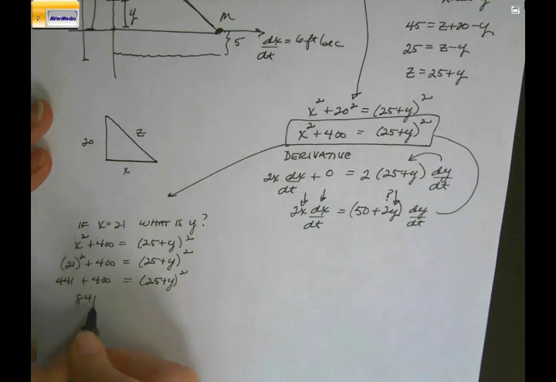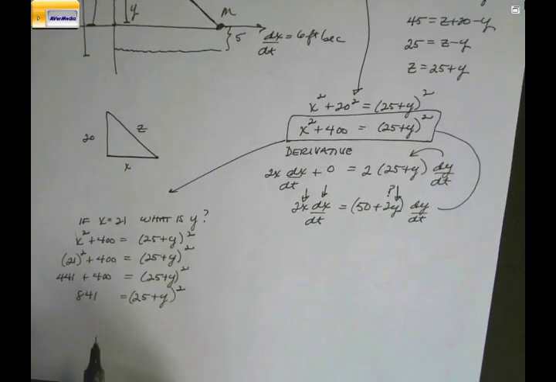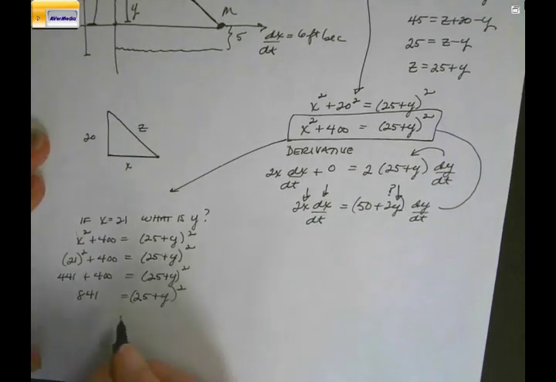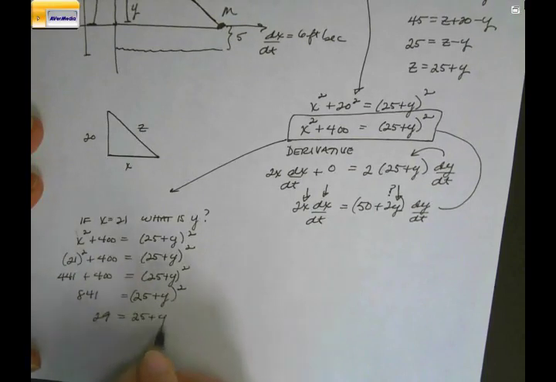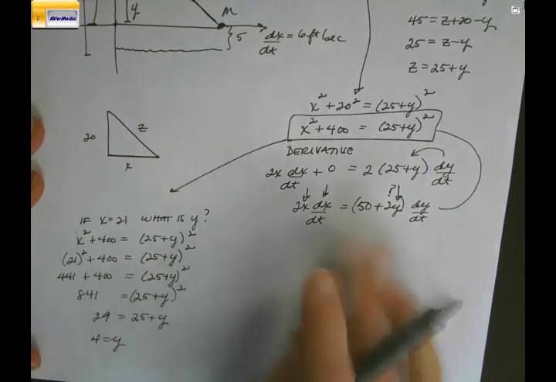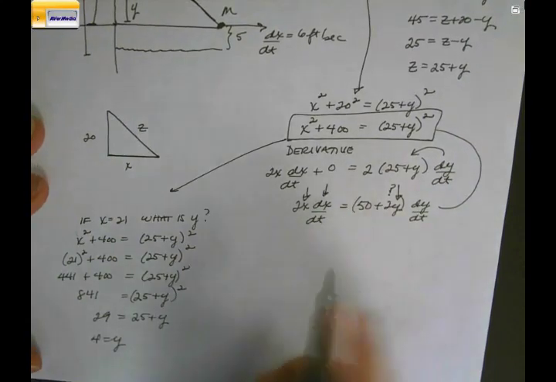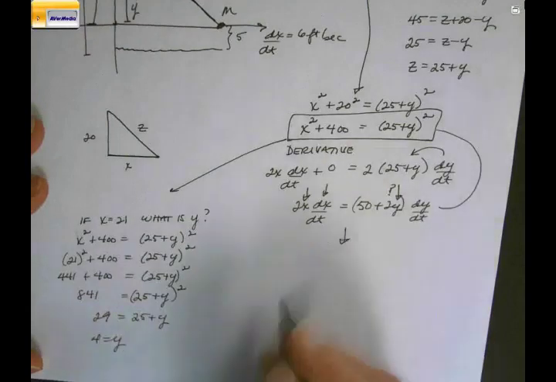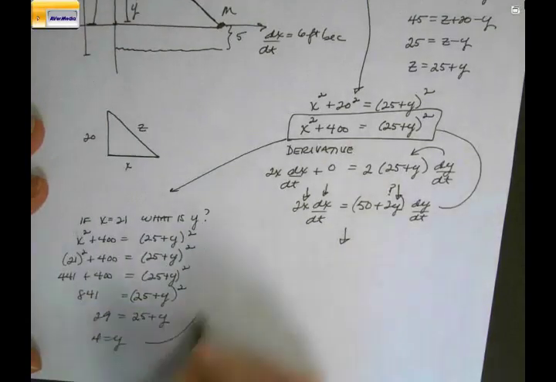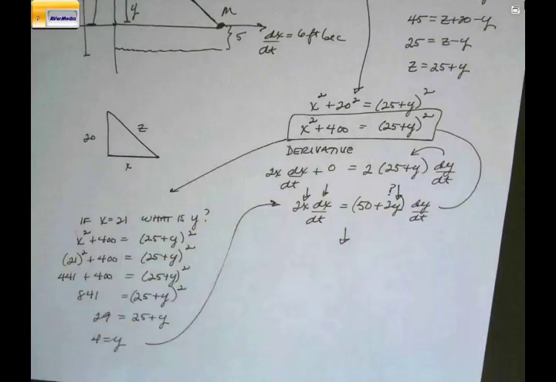So this is 841. Now if I don't want to distribute, what do I do? See if 841 is a perfect square. Very good. They wrote this question just for us. So y is 4. Now we're ready to go. Now we can fill this formula in. So I make a loop. Look at my lines everywhere.